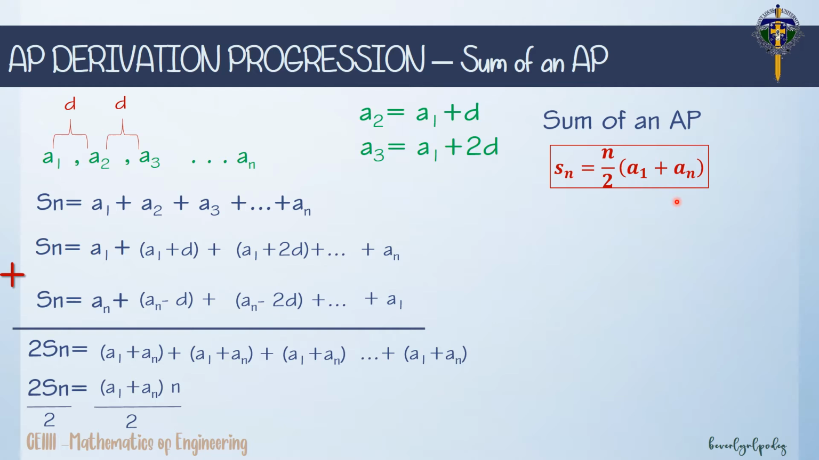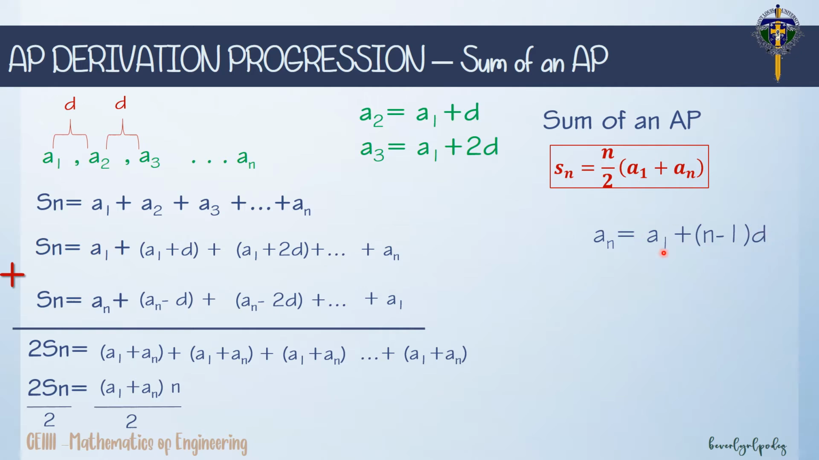We also have another equation to get the sum of an arithmetic progression. Notice that we already derived the equation for the nth term. To solve the nth term of an arithmetic progression, we use this equation: a of n is equal to a1 plus n minus 1, the quantity multiplied by the common difference.